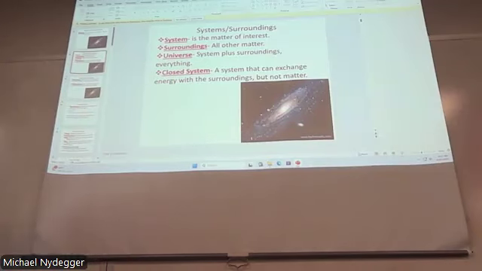So a closed system is going to be a system that can exchange energy with the surroundings, but not matter. Now, these definitions always seem kind of stupid to me. Does that make sense? Because let's get into something practical.